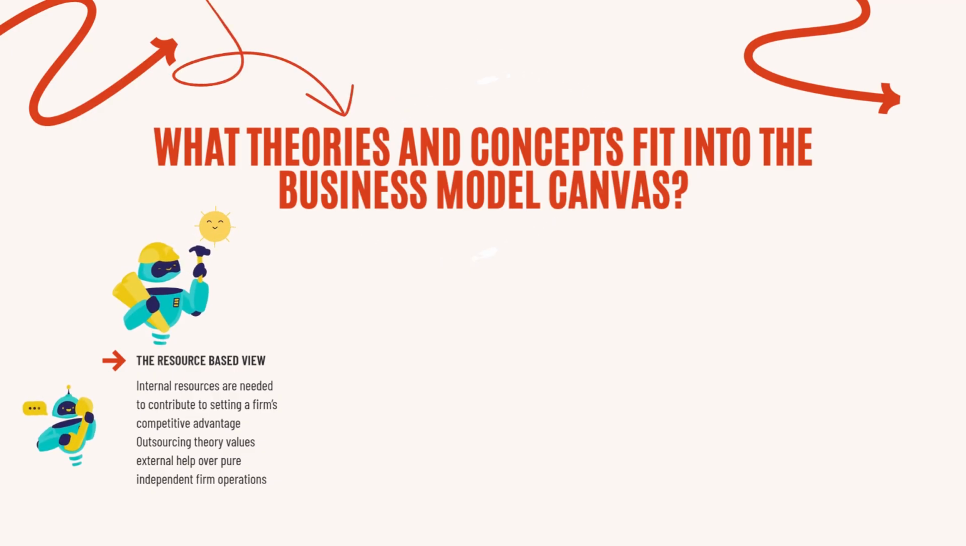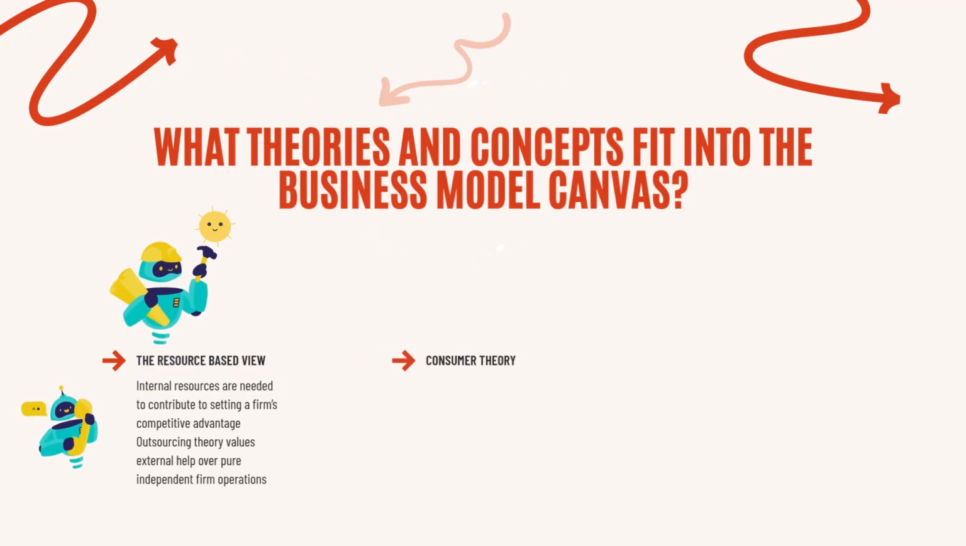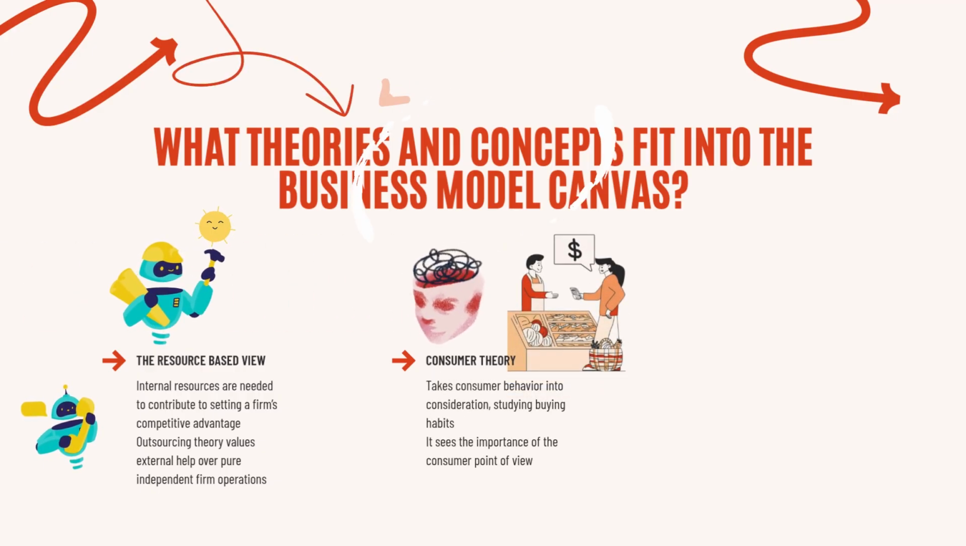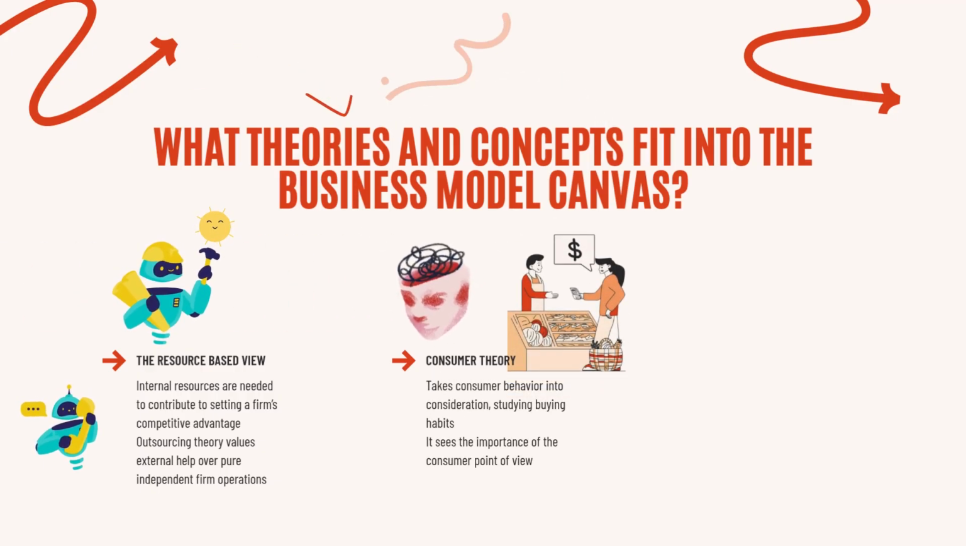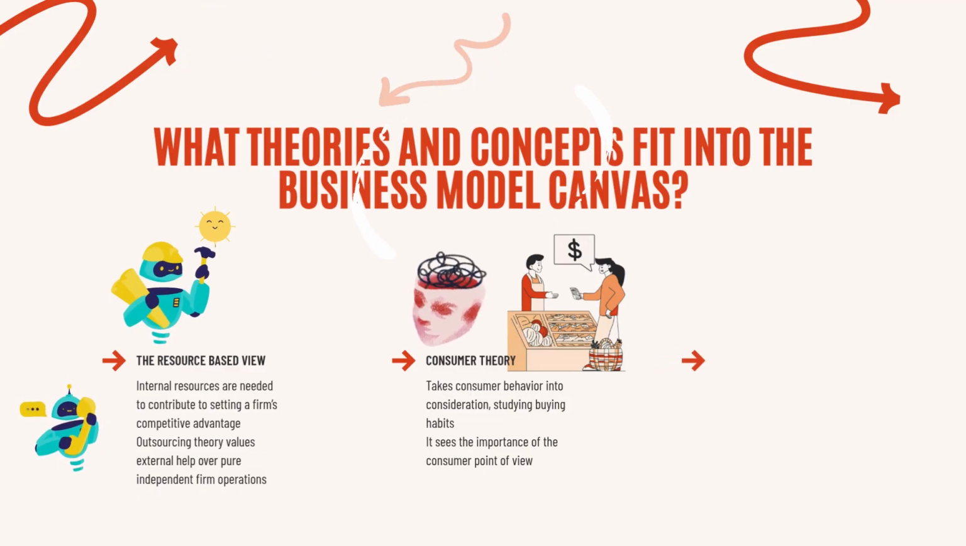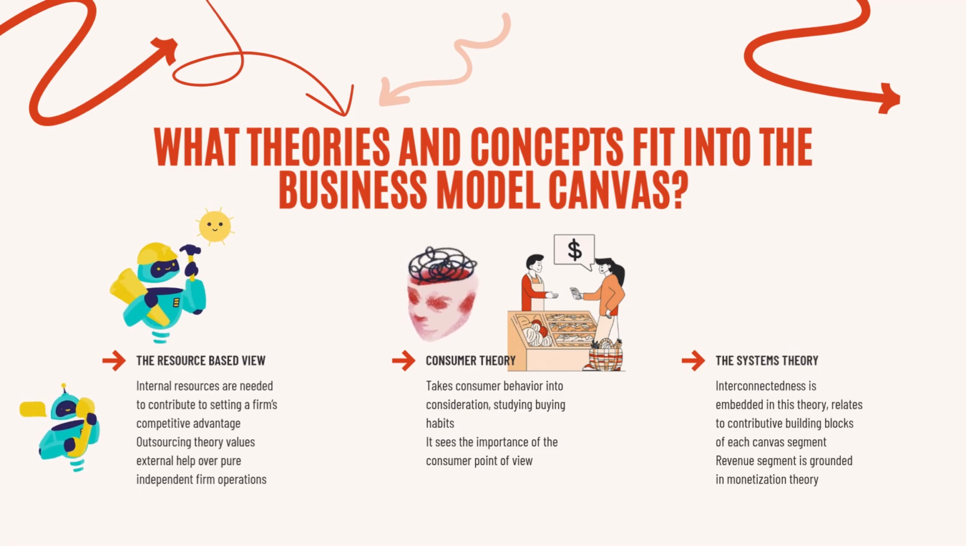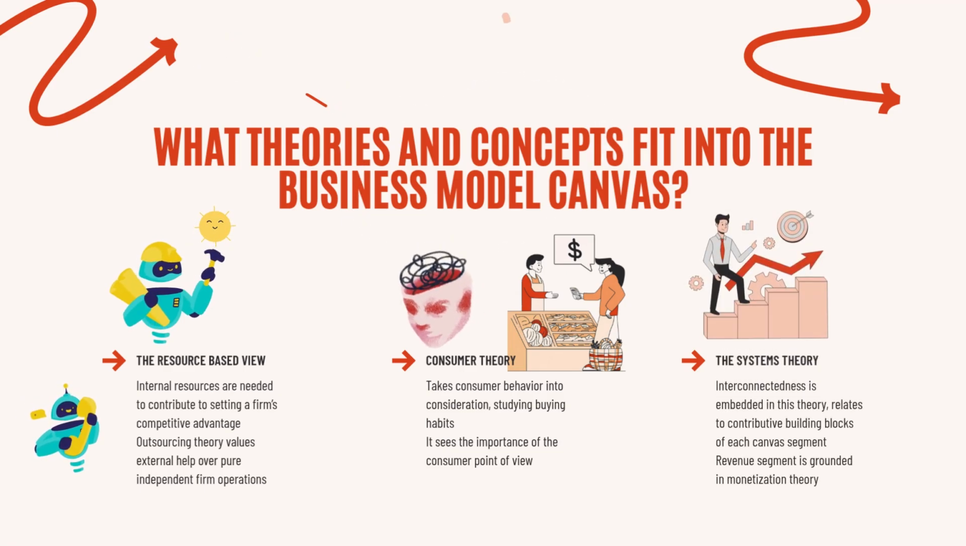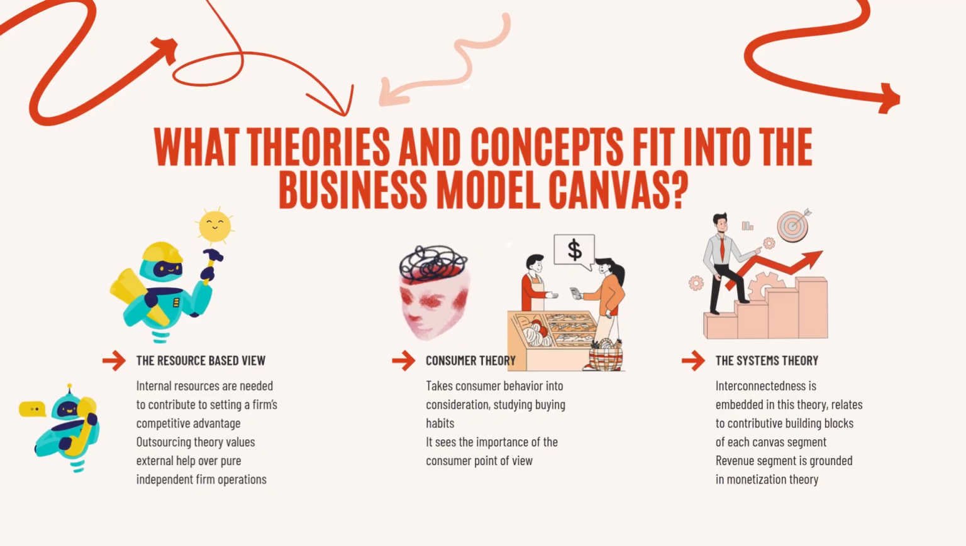The outsourcing theory states how firms should seek external expert help, as not all tasks can be done internally. Consumer theory identifies the psychological aspect of the customer on how they allocate their limited resources like income to purchase goods and services, realizing they're a group with distinct needs. The systems theory identifies the interconnectedness of these building blocks to create value for a business.